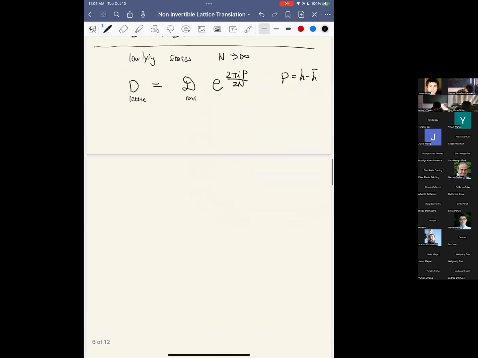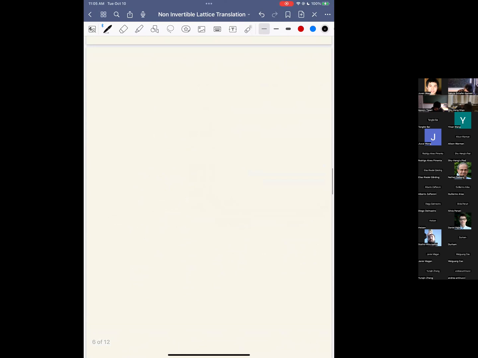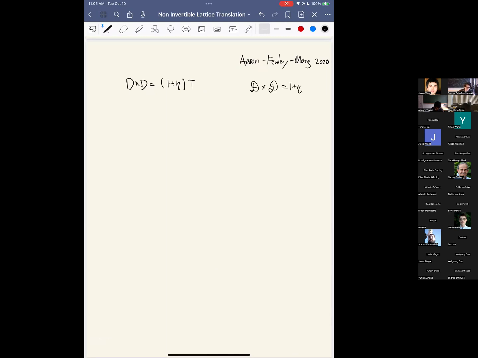And I want to compare our algebra with many of the other algebras in the literature. There's a very nice paper by Aasen, Fendley, and Mong in 2020, where they also consider the Hamiltonian lattice model, but they have the algebra D times D being 1 plus eta.